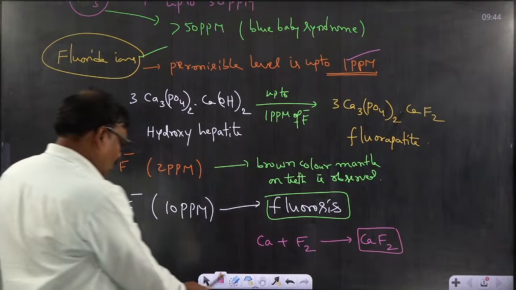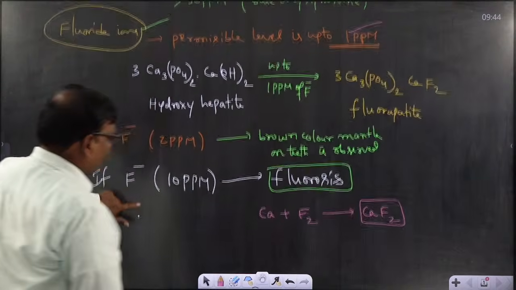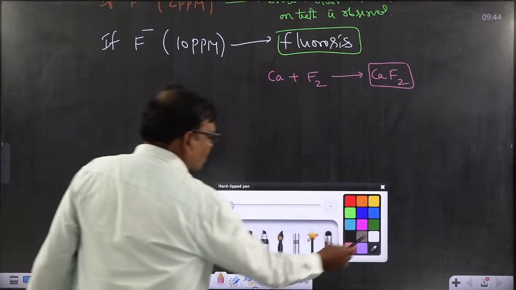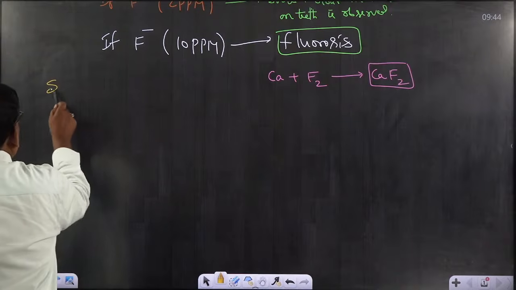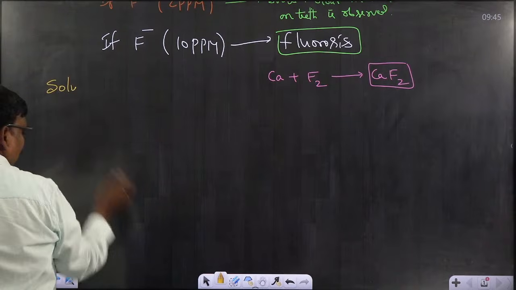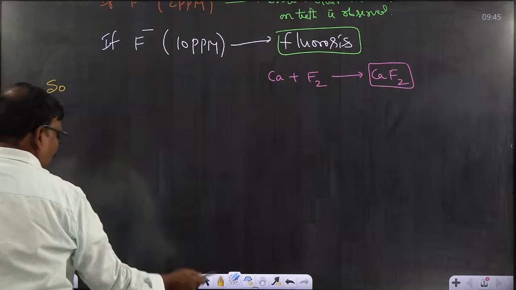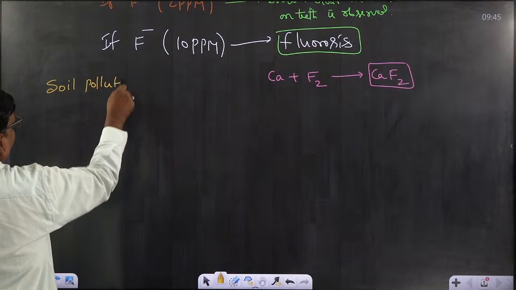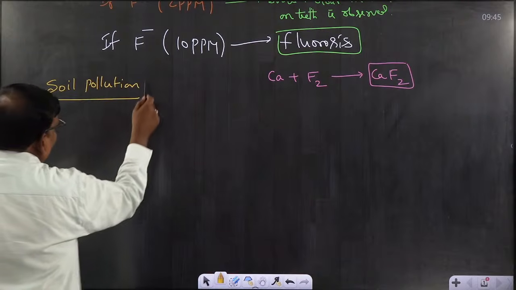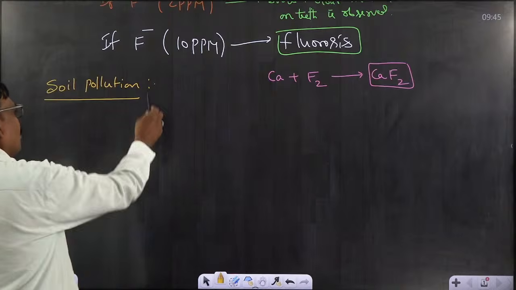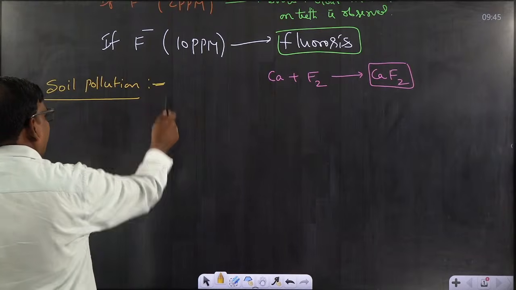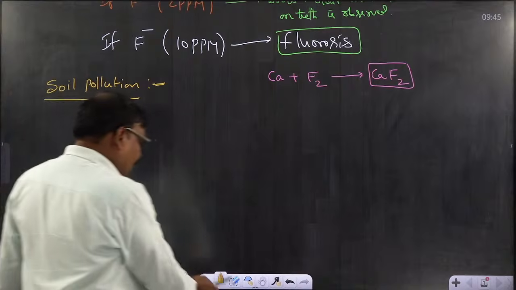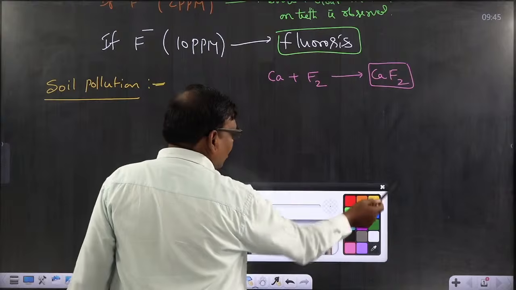So after this, we enter into the last one, that is soil pollution. Soil pollution is also a major disorder for human beings. Soil pollution takes place in different ways, mostly by the use of chemicals.